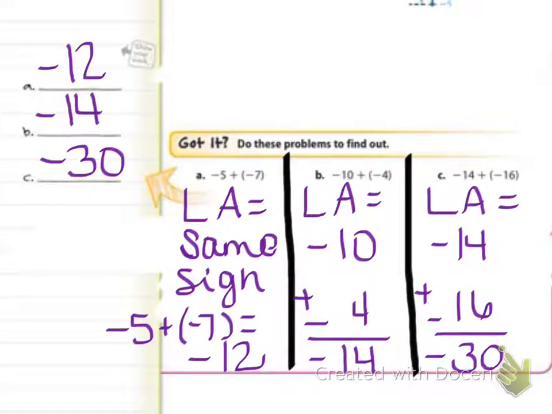Okay, back to the got it. Answers for A, B, and C. And just a quick reminder, the LA is reminding you we added those because they have like signs. The signs are the same. So 2 negatives equal a negative answer. And moving on.